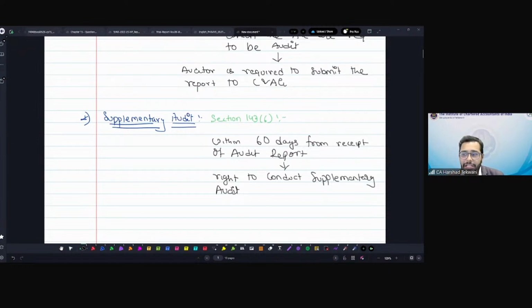Even C&AG sometimes provides comments after the supplementary audit. Means supplementary audit is done, findings are submitted to the C&AG, and C&AG may comment upon such audit report, okay, or supplementary audit report. So along with those comments, along with the audit report, everything is required to be submitted or placed before the annual general meeting in the company.